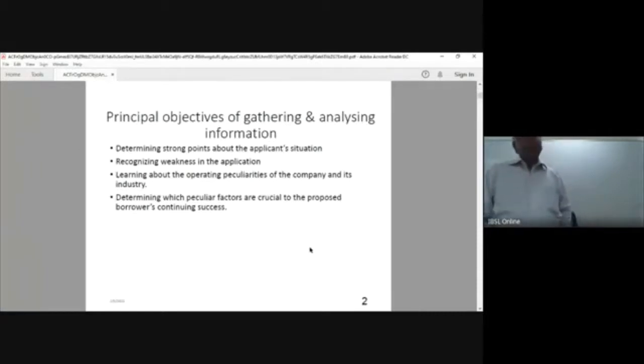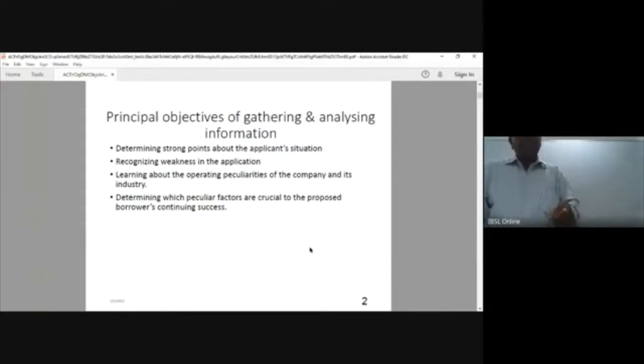Principal objectives of gathering and analyzing information, which I have already discussed. First, determining strong points about the applicant and his application, which can be identified only by analyzing the information. That is an important thing. On the other hand, recognizing weaknesses in the application. Strong points you have to identify, and at the same time, the weaknesses in the application, which are the risk factors you have to analyze.